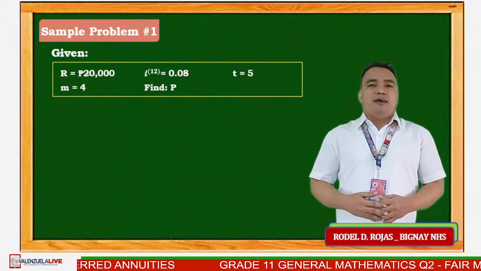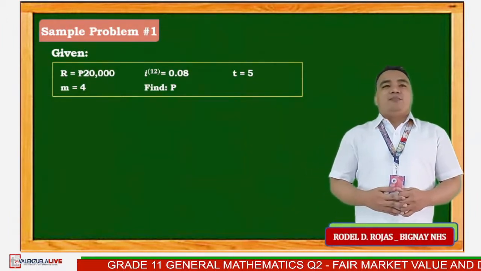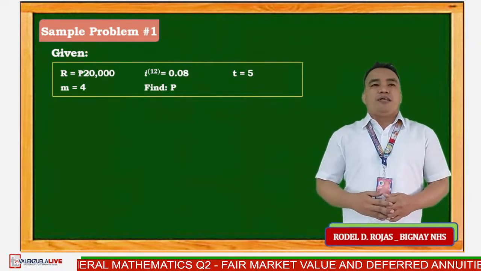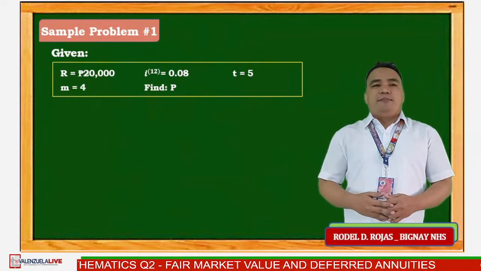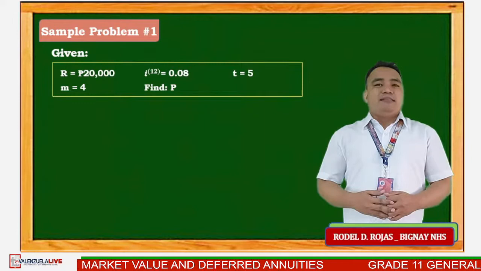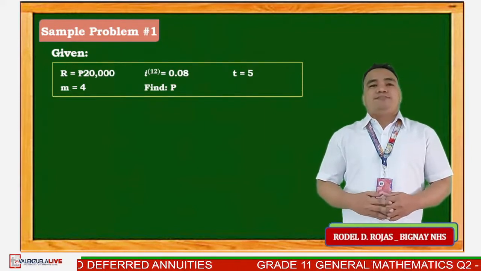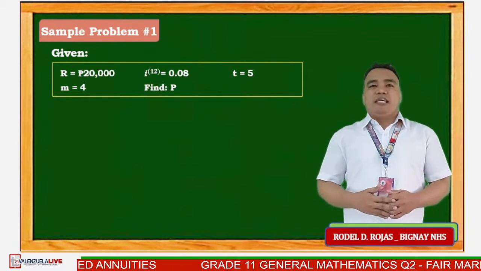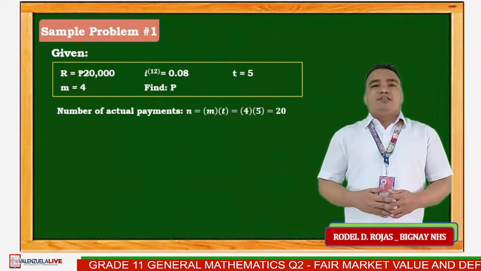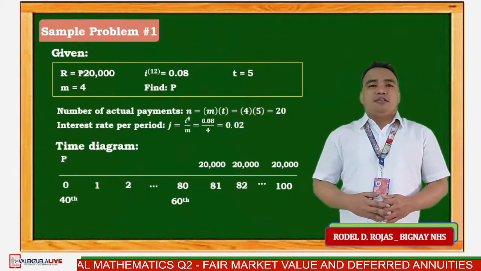is 8% compounded quarterly? Given the regular payment R equals 20,000 pesos, I equals 0.08, T equals 5, M equals 4 since quarterly, the number of payments N equals M times T equals 4 times 5, 20. Interest rate per period, J equals I over M equals 0.08 over 4 equals 0.02.